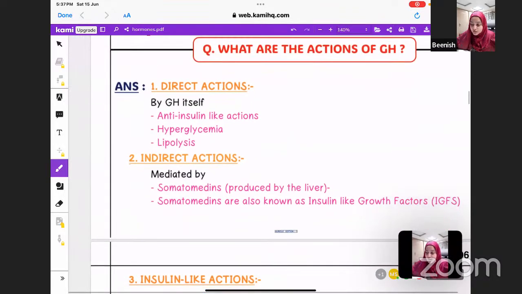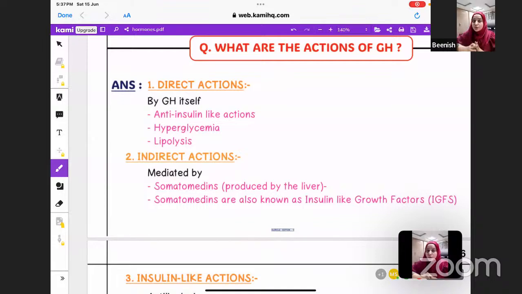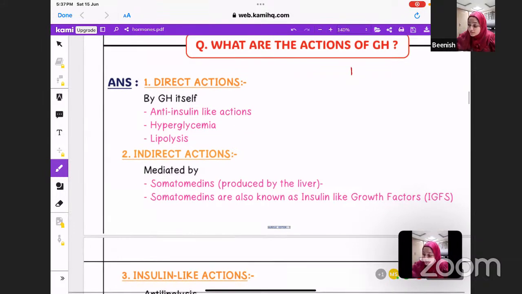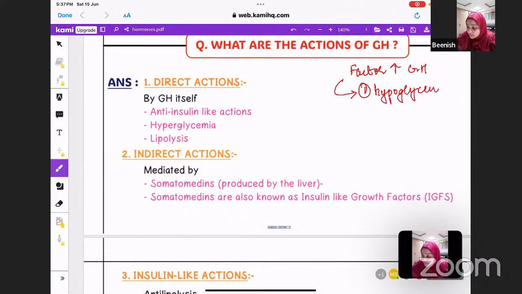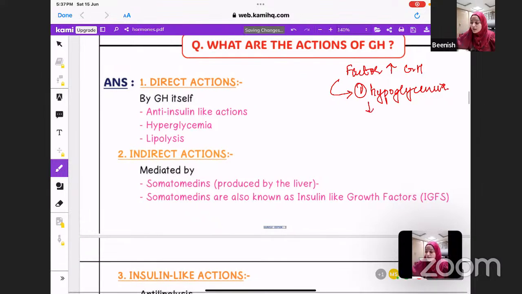Now moving on to the actions of growth hormone. Firstly, if we talk about the factors that increase the synthesis of growth hormone, the most important factor is hypoglycemia, that is, low blood glucose level. All the factors that decrease the blood glucose in the body, causing hypoglycemia, are going to increase the level of growth hormone in your body. For example, fasting, starvation, exercise, stress, all of this is going to cause hypoglycemia.